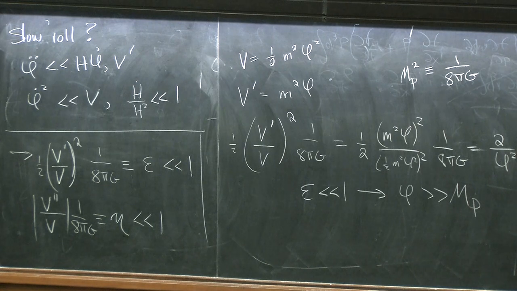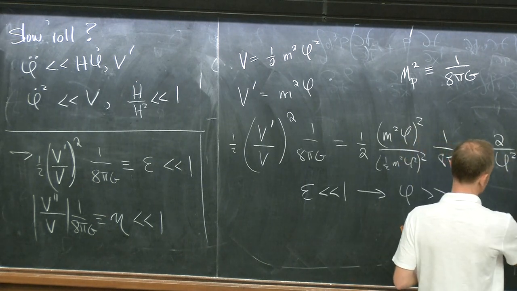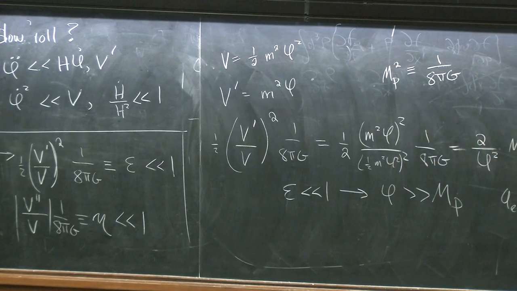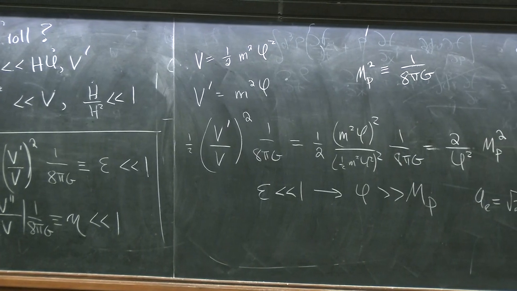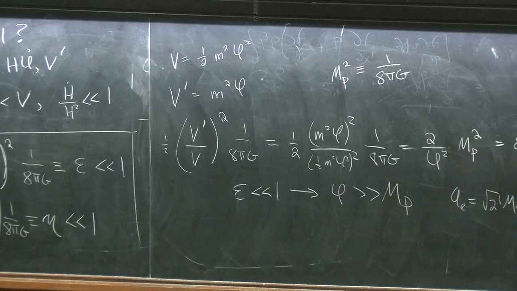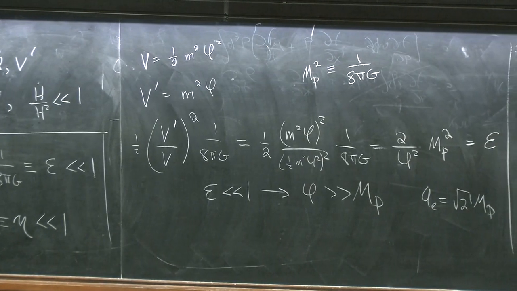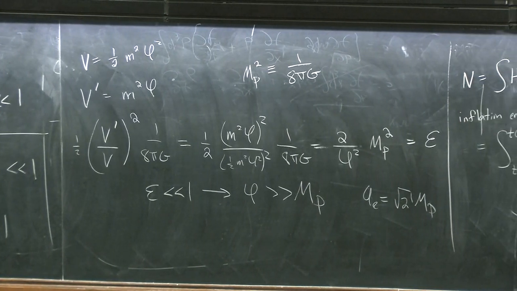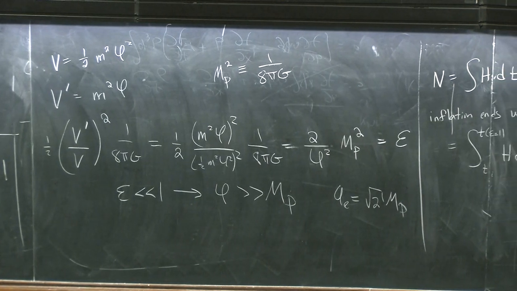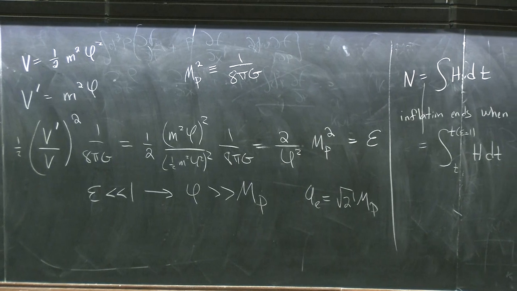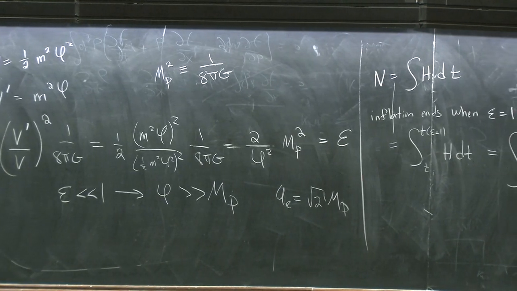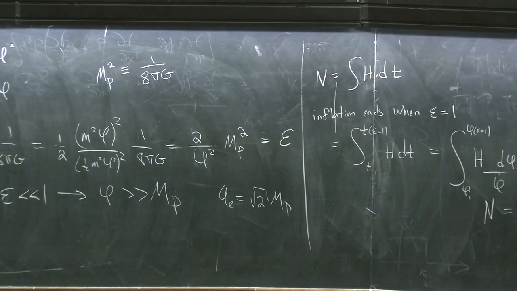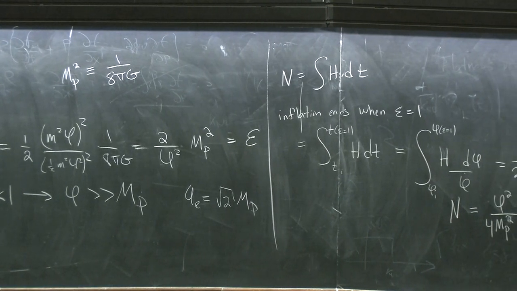Okay, so what is this phi end? Well, it's the phi where epsilon is equal to 1, so phi end is the square root of 2 m Planck. And so what I get here then is phi initial squared over 4 m Planck squared, minus 1 half. So you see this definition of phi end contributed just this 1 half. If we had changed it to epsilon equals 1 half instead of 1, it would have been something slightly different, but it barely makes a difference. And so if I want N greater than 62, this implies that phi initial should be greater than about 16 m Planck, roughly.